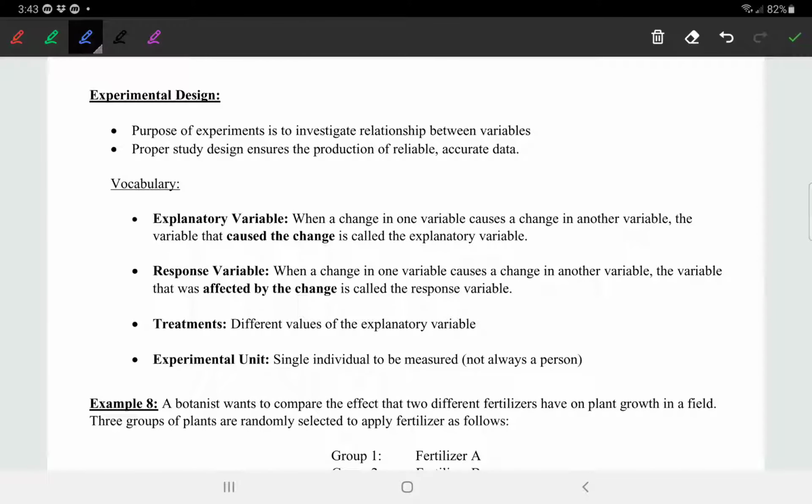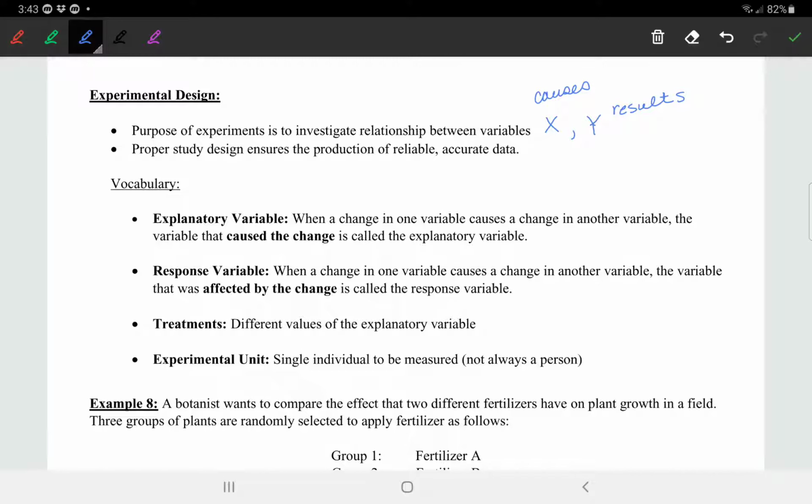So when we're thinking about doing an experimental study, we really do need to think about the design of that experiment. Now, the purpose of this experiment is to investigate relationships between variables. So remember, variables often get capital X's or capital Y's. And just like in algebra, we can think about X as the inputs or the causes, while Y's will be the outputs or the results. So that convention follows here in statistics as well.